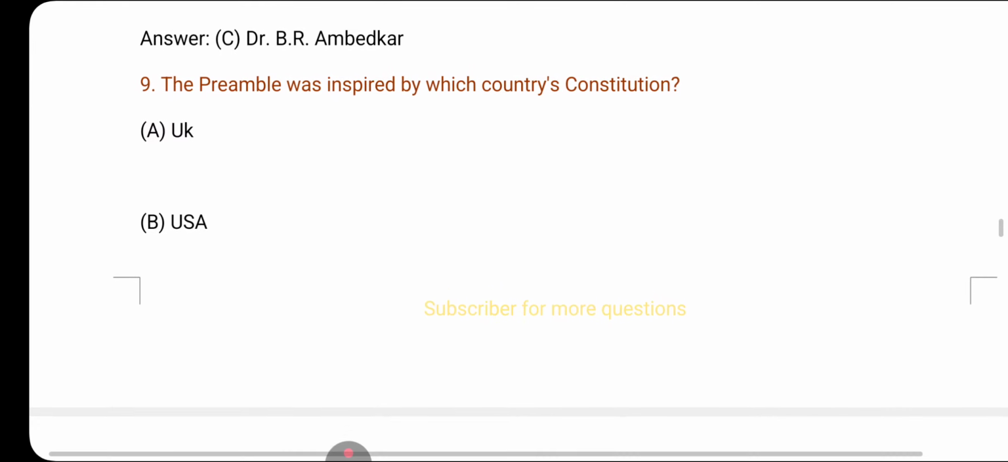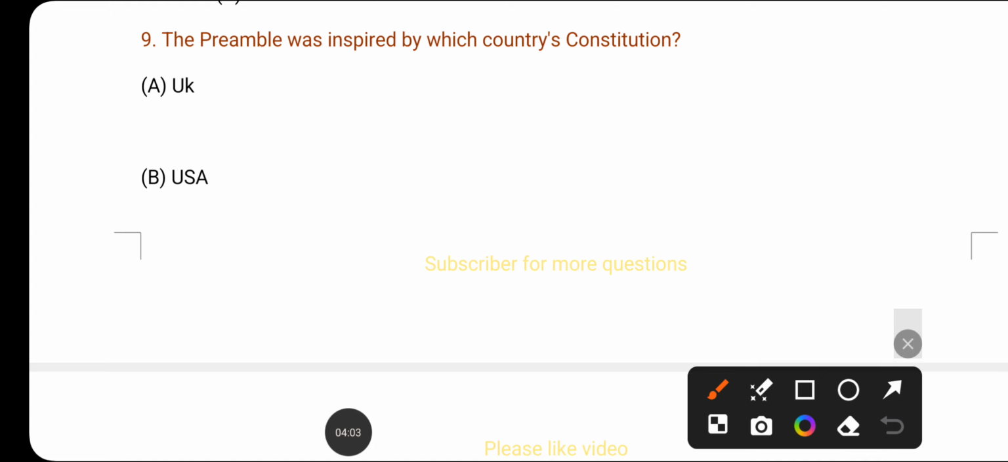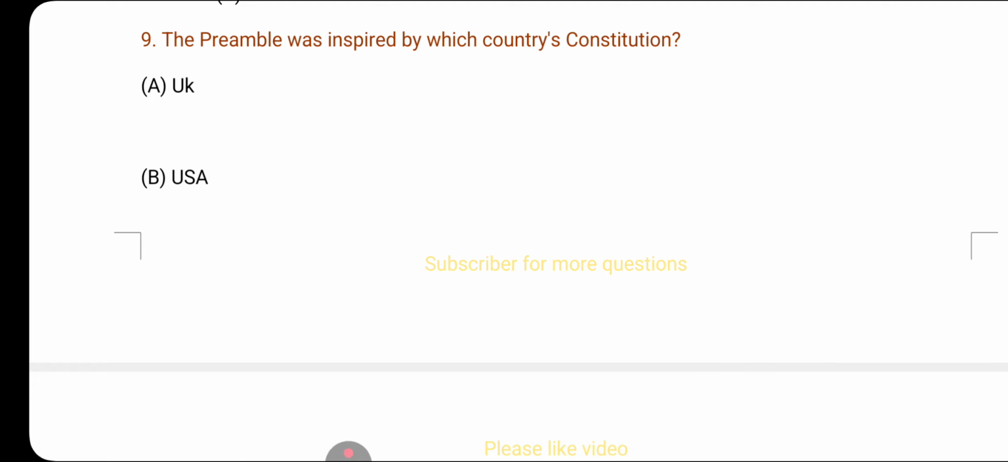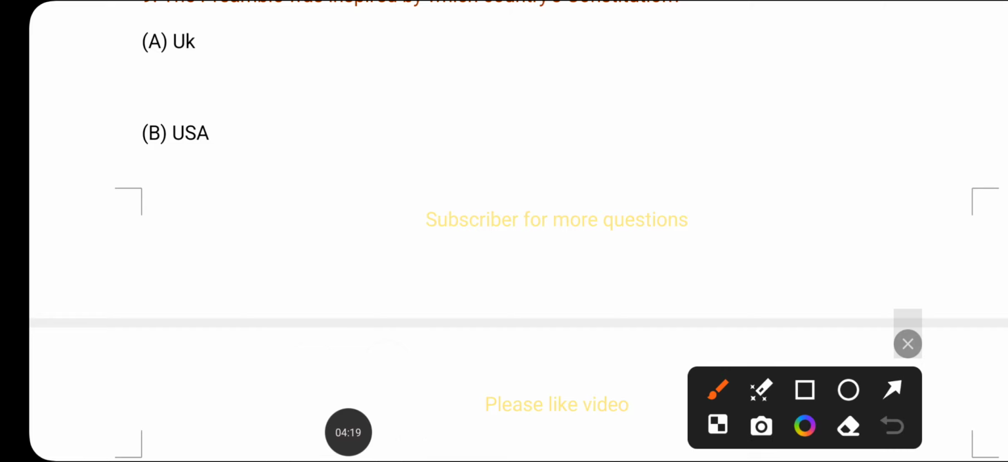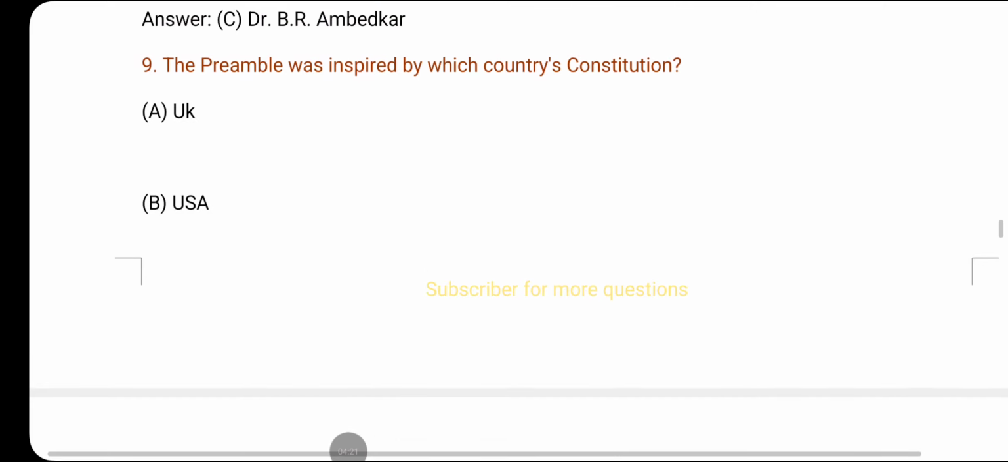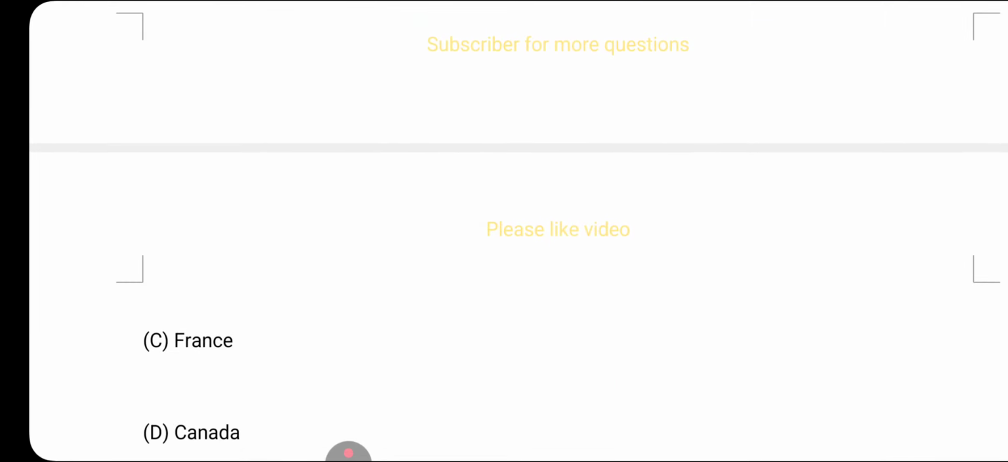Next question, friends, the Preamble was inspired by which country's constitution? The Preamble was inspired by which country's constitution? Option A, UK, option B, USA, option C, France, option D, Canada. The correct answer is, friends, option B, USA. The Preamble was inspired by the USA's constitution.